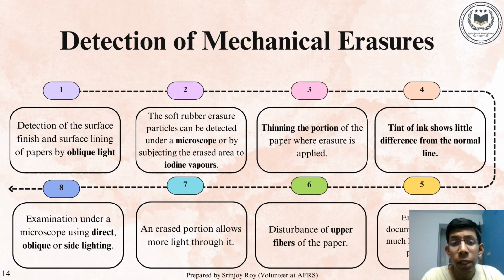How will you detect mechanical erasures? It can be detected either using oblique light or by microscope, or by subjecting the paper to iodine vapors, or by studying the portions where the paper has become thinned, or by studying the fibers of the paper, which come out when we erase very roughly. So if you study the fibers of the paper, that will also help in detecting mechanical erasures, by using side lighting, direct lighting, and also the tint of ink. It also helps in detecting the mechanical erasures.